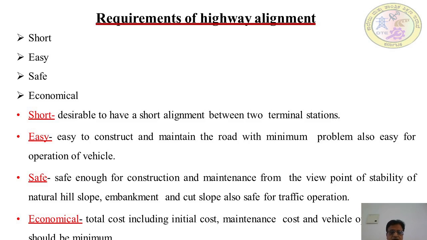Economical: the total cost including initial cost, maintenance cost, and vehicle operation cost should be minimum. Initial cost means the construction cost. Construction cost, maintenance cost, and vehicle operation cost, all costs should be minimum. Then only we can say that the alignment is economical. So the four basic requirements of highway alignment are: it should be short, it should be easy, it should be safe, and also at the same time it should be economical in nature.